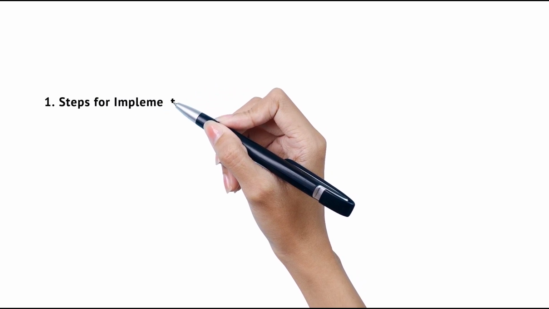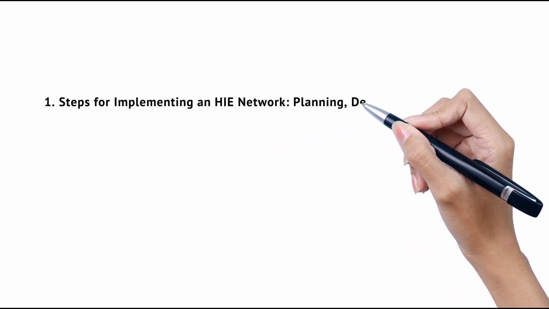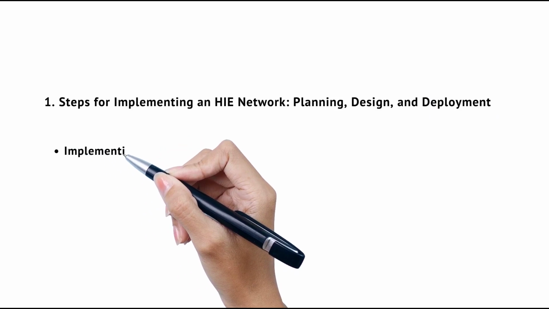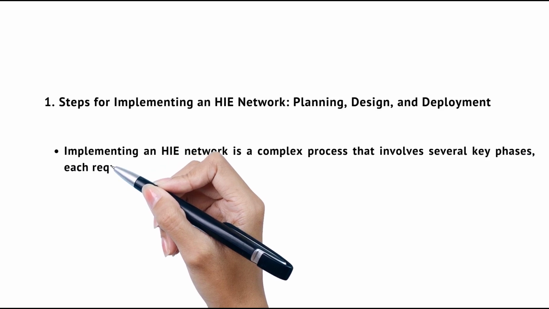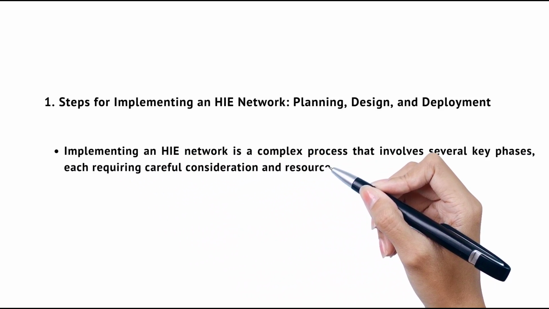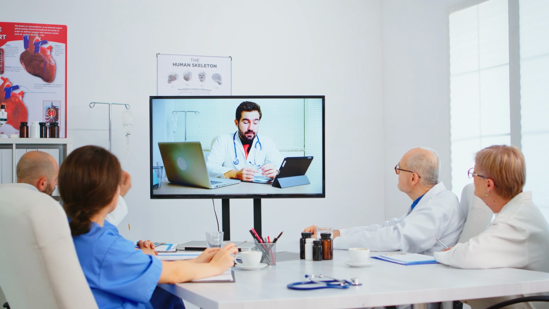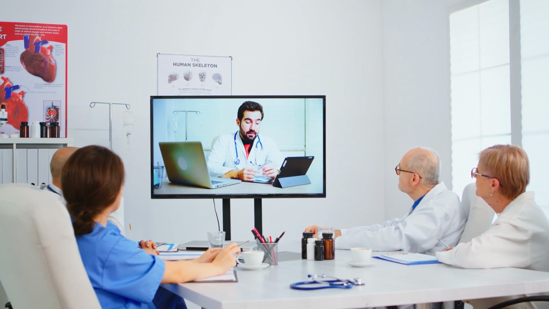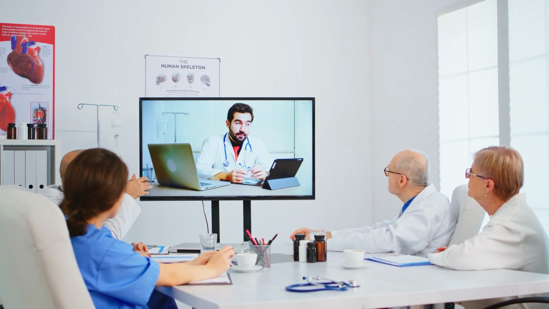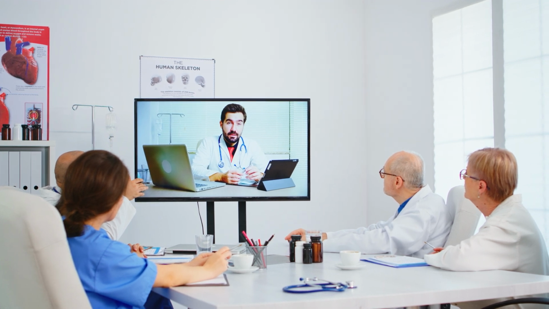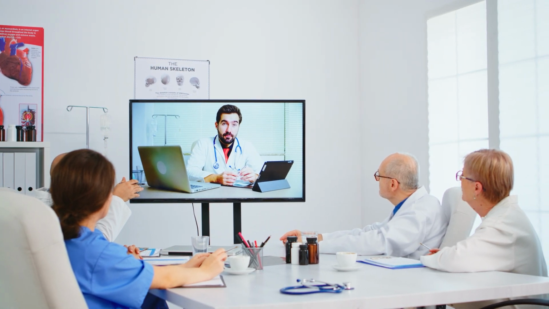1. Steps for implementing an HIE network: planning, design, and deployment. Implementing an HIE network is a complex process that involves several key phases, each requiring careful consideration and resources. Step 1. Planning. Needs assessment and stakeholder analysis. Identify stakeholders. The first step in planning is to identify and engage key stakeholders such as healthcare providers, hospital administrators, IT staff, payers, insurance companies, and patients. Each stakeholder has unique needs and requirements that must be addressed for successful adoption.